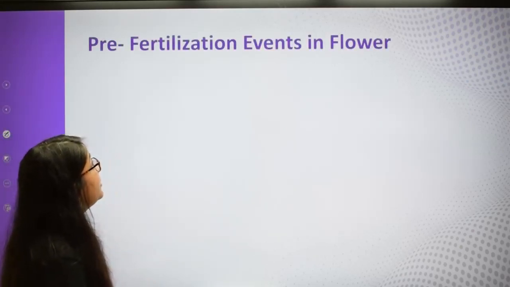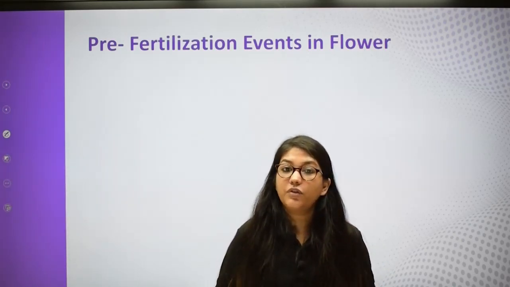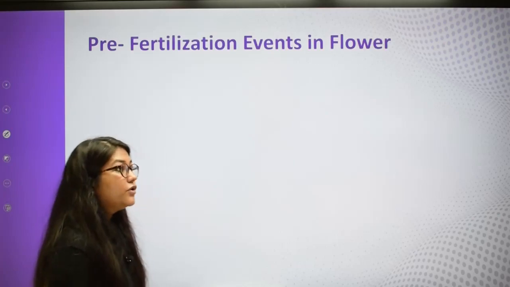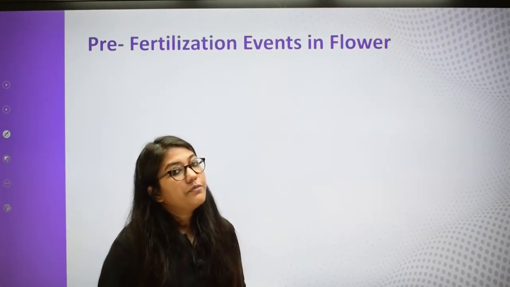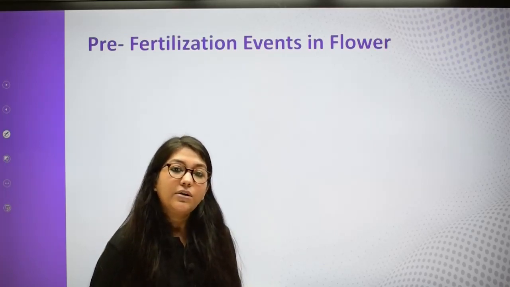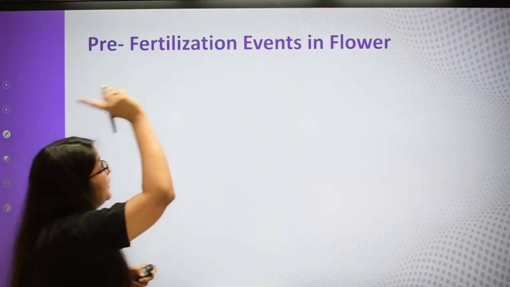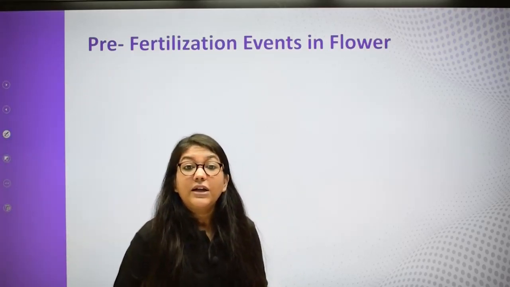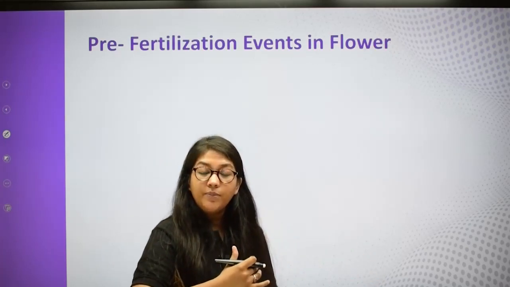Now we'll be talking about the pre-fertilization events in the flower. So the first thing is, what is fertilization? Everybody knows what fertilization is, right? We study it from Class 10. The process of fusion of male and female gamete is nothing but the process of fertilization. Now see, what is the heading saying? Pre-fertilization events in the flower. That means we are talking about the events which happen before fertilization, right?